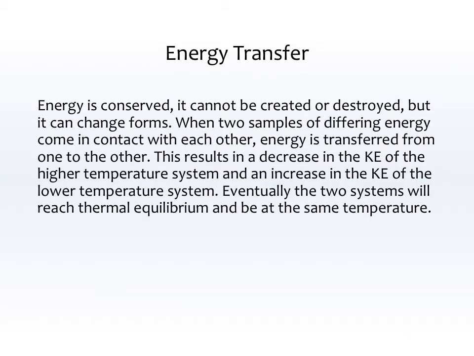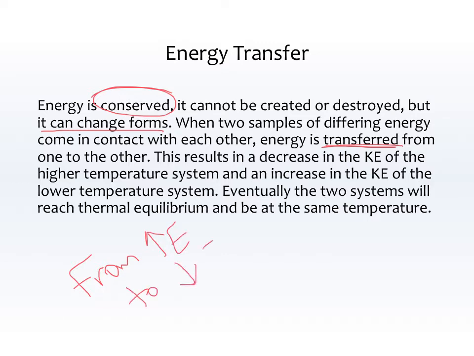So, energy transfer. Now we know that energy is conserved. It cannot be created or destroyed, but it can change forms. So when two samples of differing energy come in contact with each other, energy is transferred from one to the other. This results in a decrease of the kinetic energy of higher temperature systems and an increase in the kinetic energy of lower temperature systems. So energy always moves from the higher to the lower. Eventually the two systems will reach thermal equilibrium and then they'll be at the same temperature.